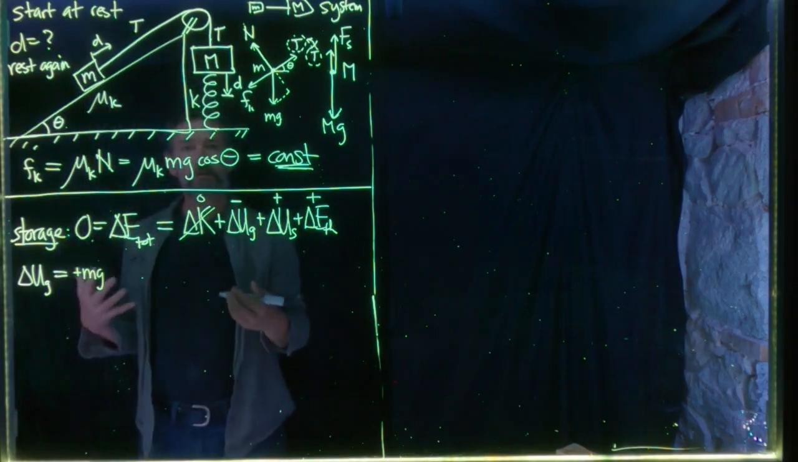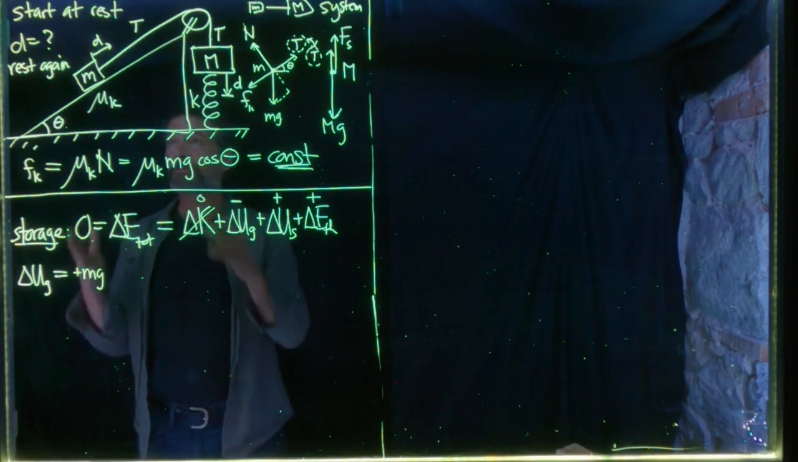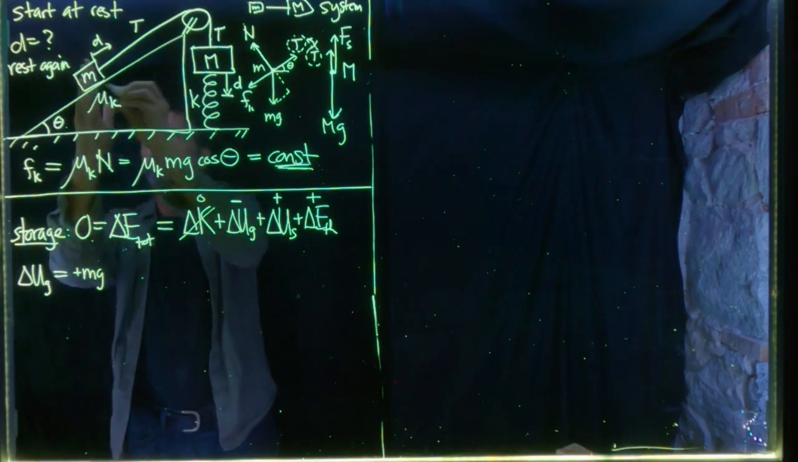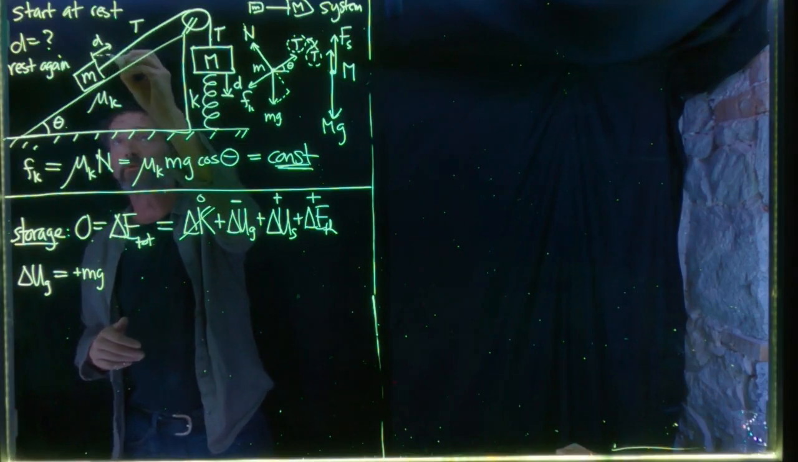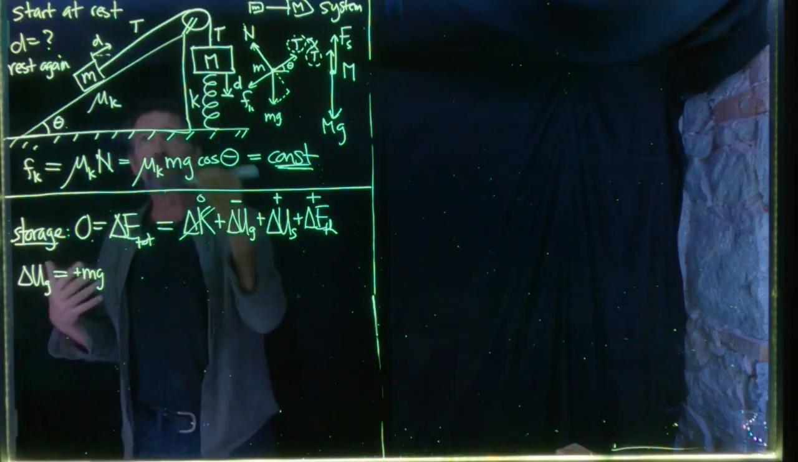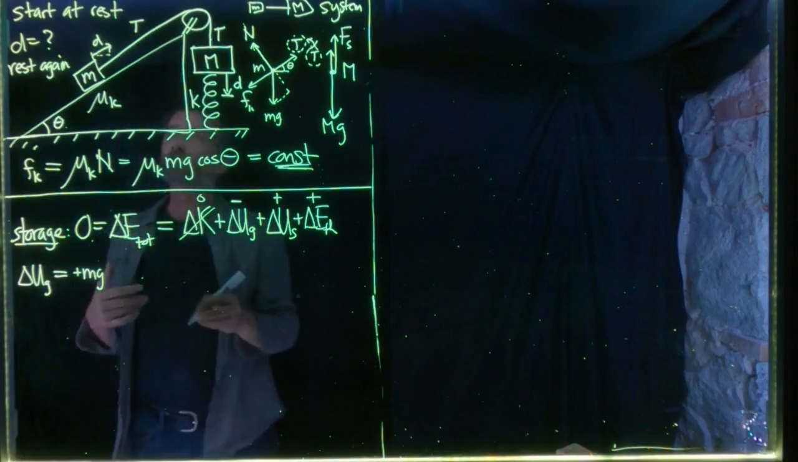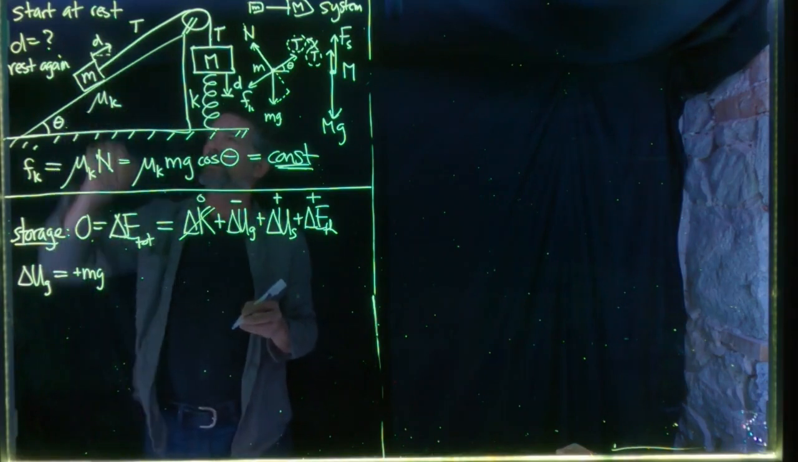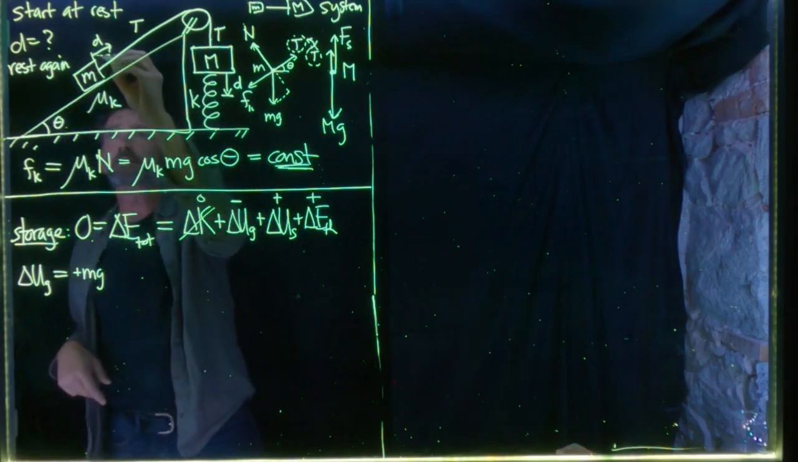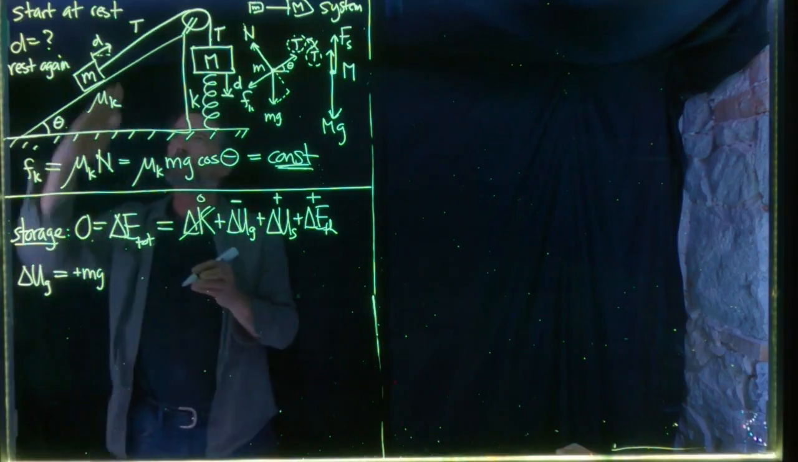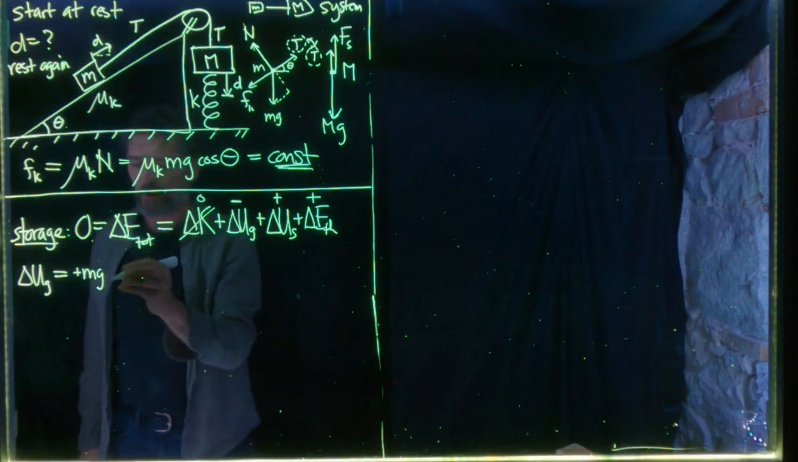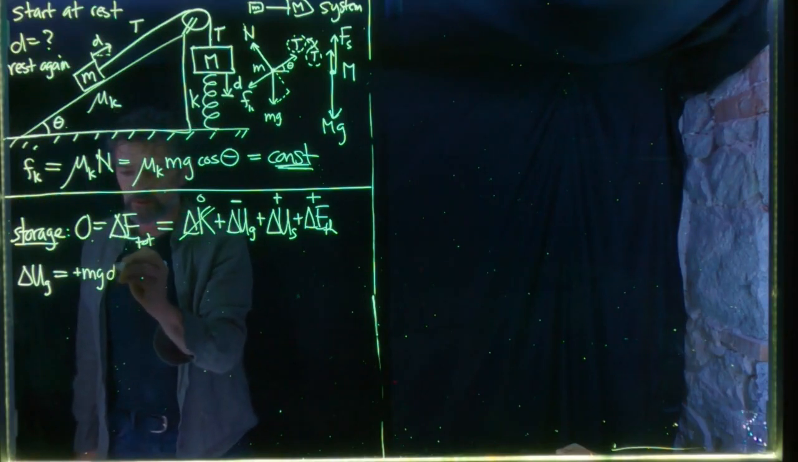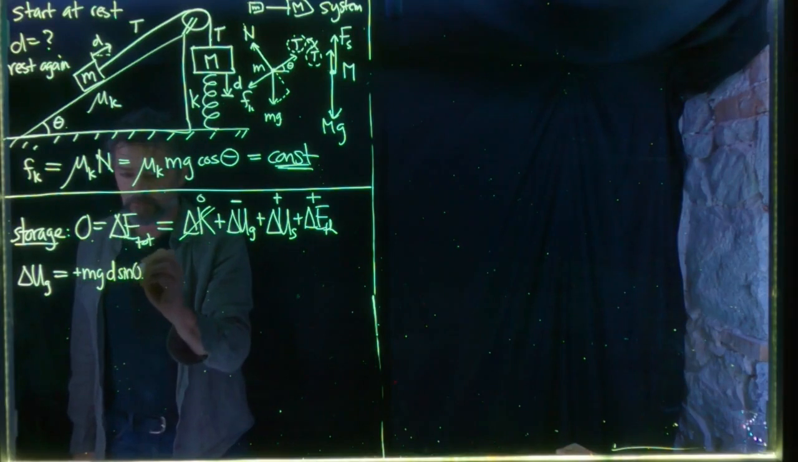Remember, as far as gravitational field energy is concerned, it doesn't matter how much horizontal motion there is. This motion up the incline has some horizontal component, but what we're really interested in is just the vertical component, the vertical component of that hypotenuse d. This angle here is theta, so d cos theta is the horizontal, d sine theta is the vertical. So the vertical displacement up is d times sine theta.